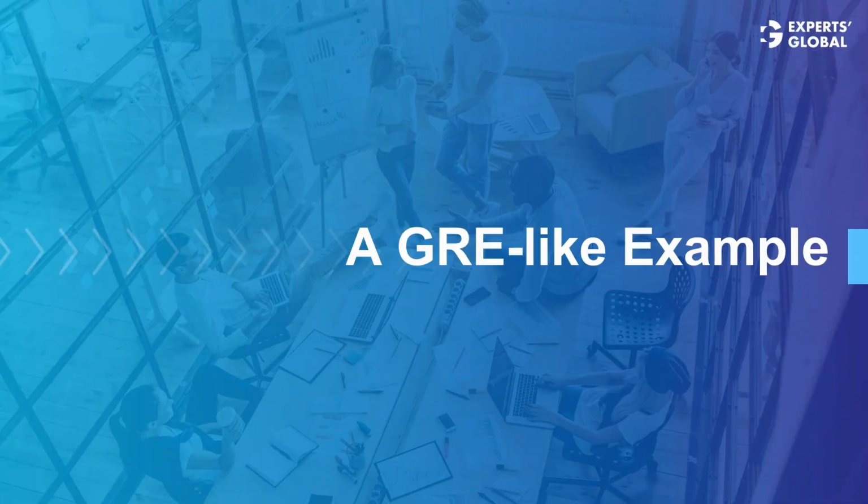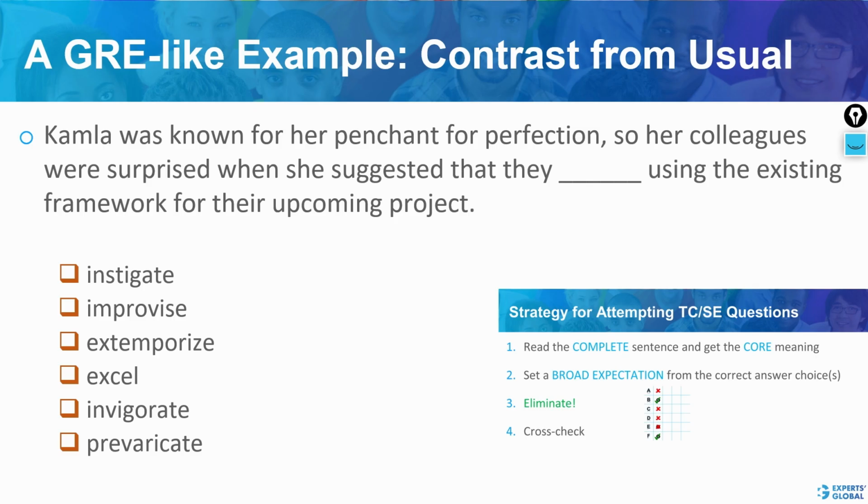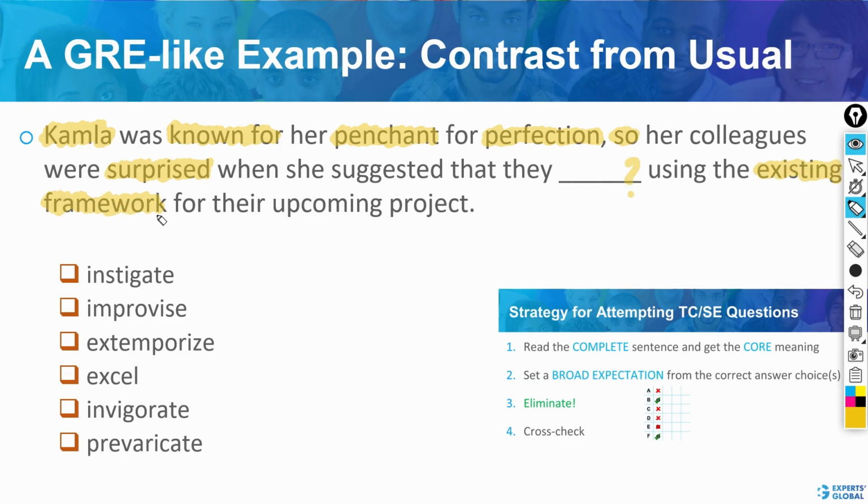Let's take a GRE-like example now. Here is the question. Here is the correct 4-step approach. Please pause the video and solve this. So this person was known for her penchant for perfection, and therefore her colleagues were surprised. So this is a contrast trigger here, surprised, when she suggested that they do something using the existing framework for their upcoming project. So generally she is known for her perfection, but in this situation she has suggested something that has surprised her colleagues.